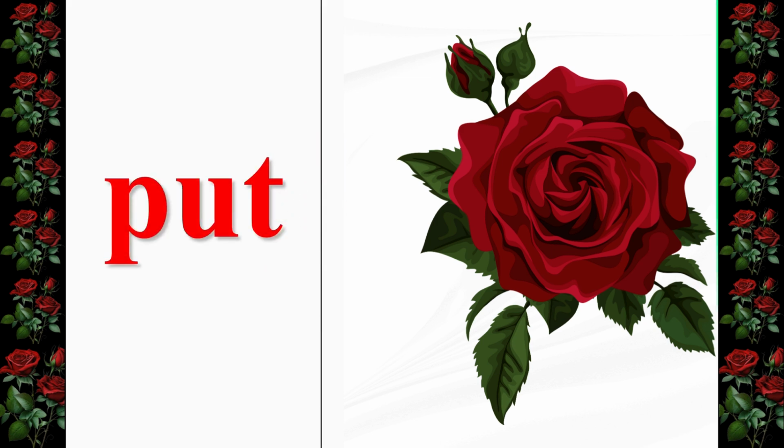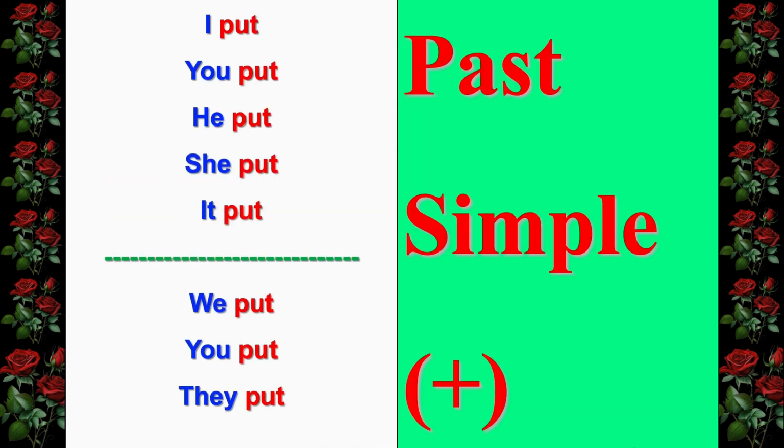Put doesn't change. It's the same in the present and in the past, like cat, like let. Now we have put. What's the difference between put in the present and put in the past? The difference is just with he, she, it.